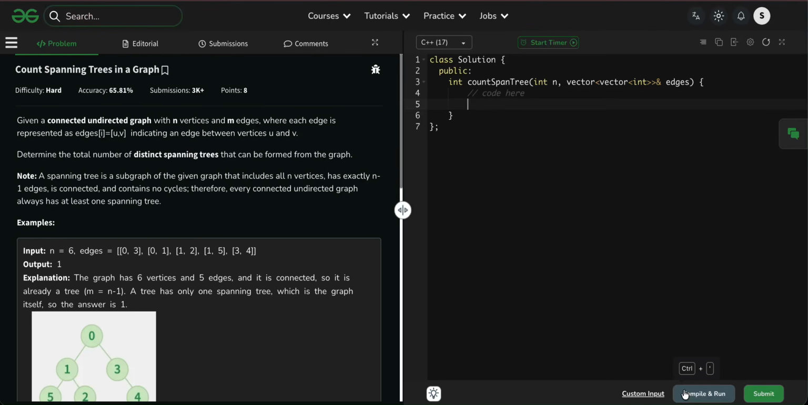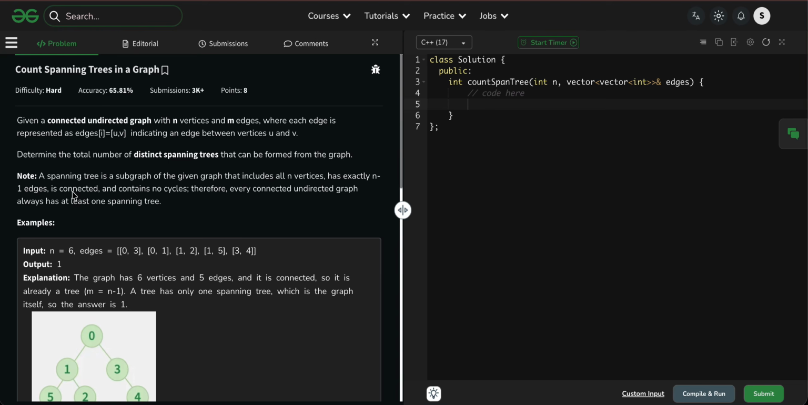So today we solve the problem of counting spanning trees in a graph, right? I will explain the problem in a very short way, because if I read the whole problem, you will not understand.